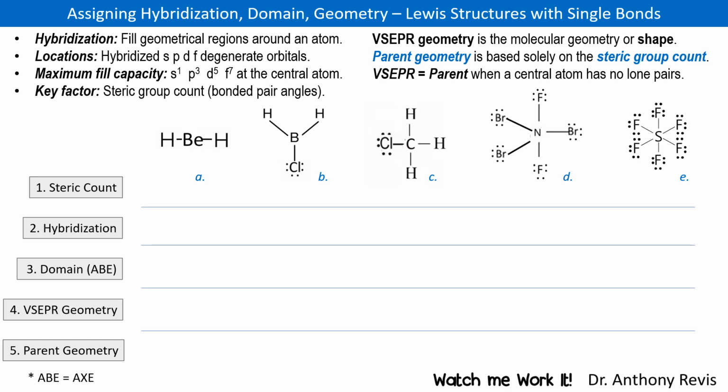Now, the VSEPR geometry equals the parent geometry when the central atom has no lone pairs. And you're going to see examples of that. So let's work through some problems so we can get an idea of what we're talking about here.